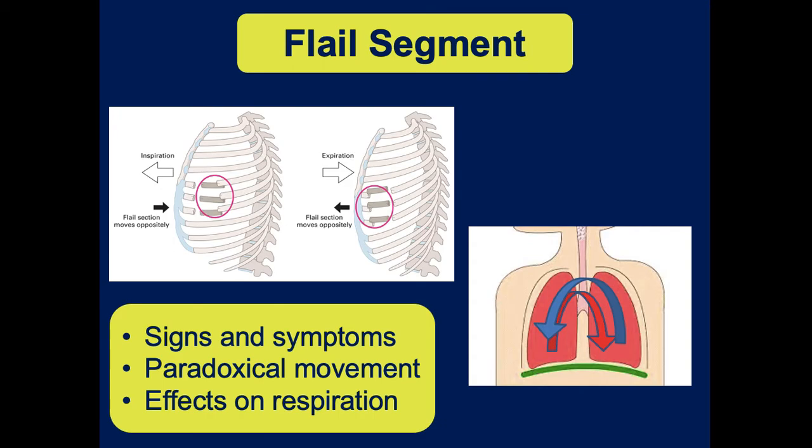So if you encounter someone who has an obvious flail segment with paradoxical motion, the only real treatment for this is bag valve mask ventilations. And what that does, we're assuming the lungs are intact in some way, is if we inflate the lungs with a bag valve mask, it forces both lungs to move in and out at the same time, and it allows us to exchange gases and get air in and out effectively. So the treatment for flail segment is BVM ventilations. It comes down to that.